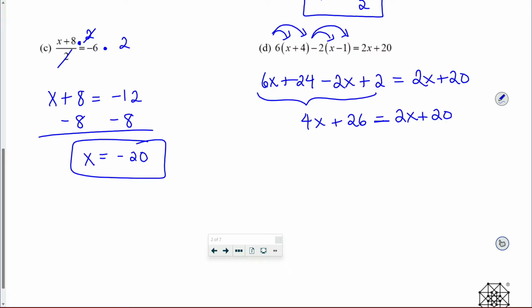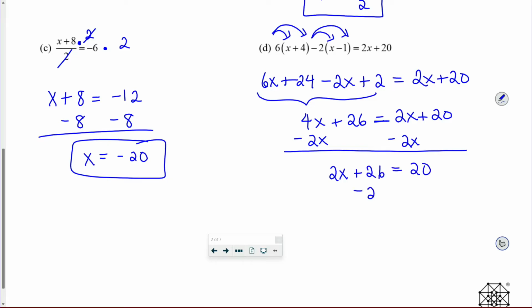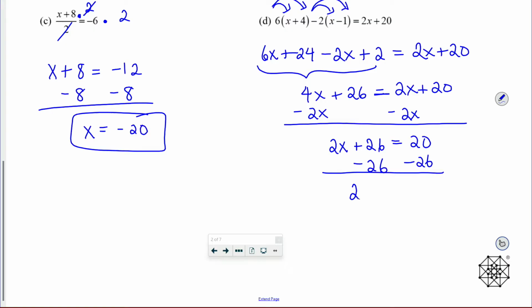Now, at this level, we're back to where we were in B, where I simply have variables on both sides of the equation, so I'm going to try to move them both to the left-hand side, giving me 2x plus 26 is equal to 20. I now have a two-step equation, so I'm going to subtract off 26 from both sides. Try to give myself a little bit more room. 2x is equal to -6.